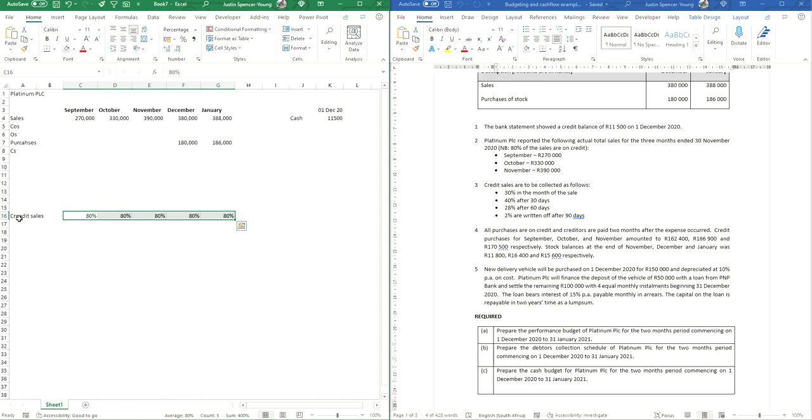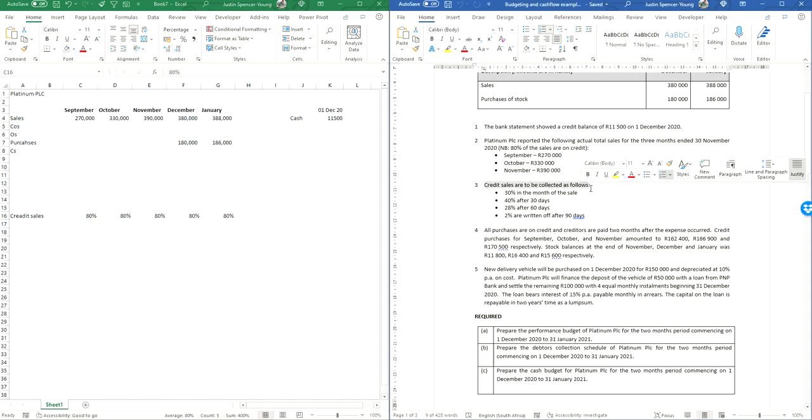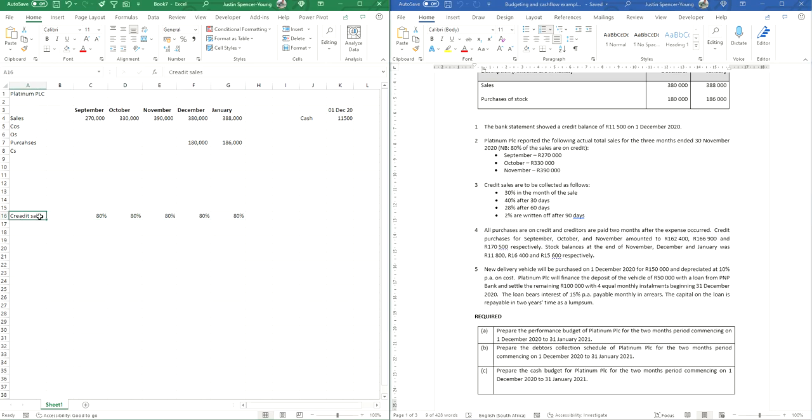Next up, credit sales are allocated as follows. Okay, I'm reading over here, point 3. Credit sales are allocated as follows. All right, so if this is the credit sales, let's see how much the cash sales are, and we know that that must be 20%. Turn that into a percentage and we can copy and paste that, right, because the sum of those two must be 100%. Okay, that's not told to us, but we must infer that.